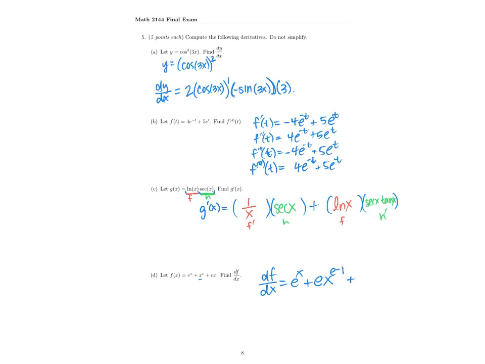Plus, and then I'll have e times x. So the e is going to stay put. The derivative of x is 1. So we'll leave it like that.